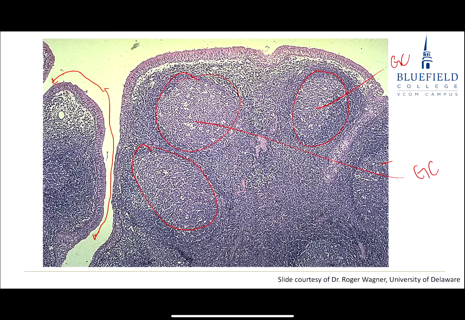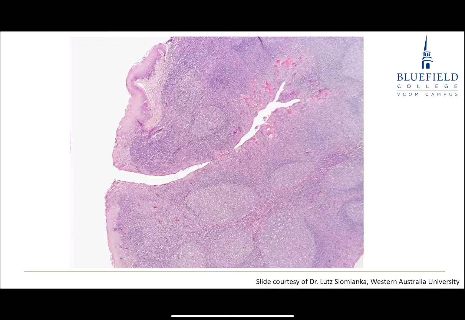Okay, same thing here. I see nodules with germinal centers. I see a crypt coming in, I've got to be a tonsil.